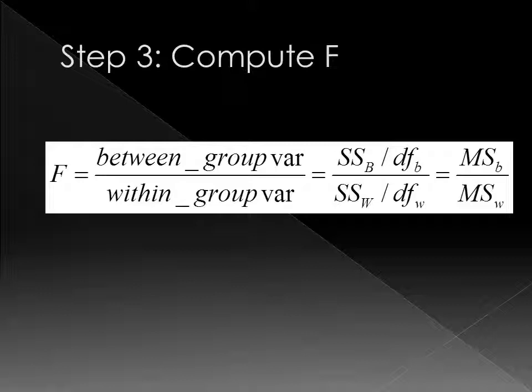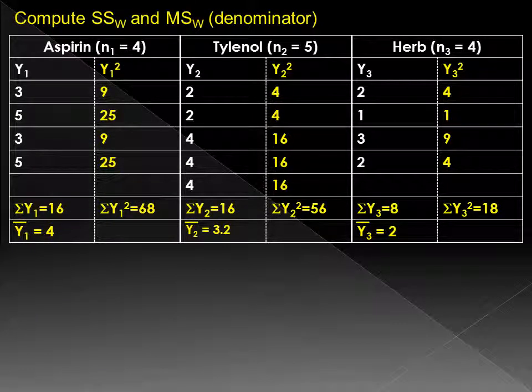The third step is to compute F. F score equals the between group variance divided by the within group variance. So the between group variance is indicated by sum of squares for between divided by df for between. Then the within group variance is indicated as sum of squares for within divided by df for within. So the top is mean square for between, the bottom is mean square for within. Now we have to compute sum of squares for within and mean square for within.